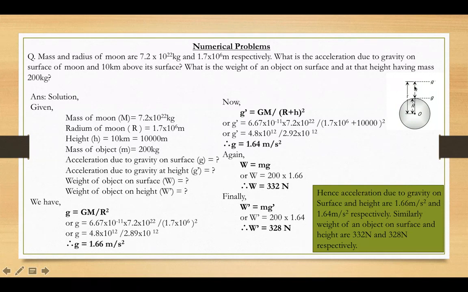But at height, how much height? 10 kilometers above. So you will apply this formula. Keep those values, do the calculation, and what you'll find is 1.64 meter per square second.